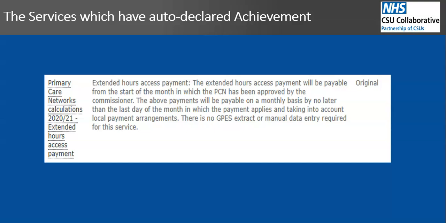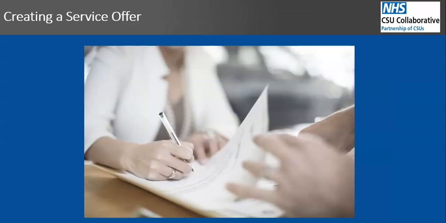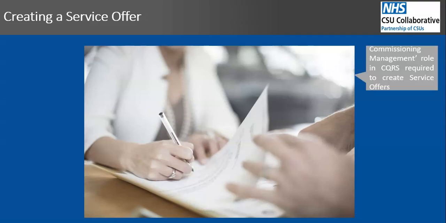In each of the quality services, there is some very useful information contained within each of the descriptions. There will also be an indication of payment frequencies, as well as reminding you that there is no provision of data entry requirements, which in the case of quality services currently available to your network will not apply, as they are auto-calculated. When creating a service offer, please note that this functionality can only be completed by users with a commissioning management role in CQRS.